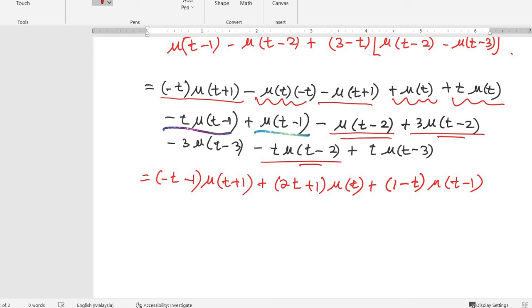Okay, followed by this one. So it's plus (2-t) unit step (t-2). Okay, lastly, you just have u(t-3) left. So this one is plus (t-3)u(t-3). So this is the final answer.